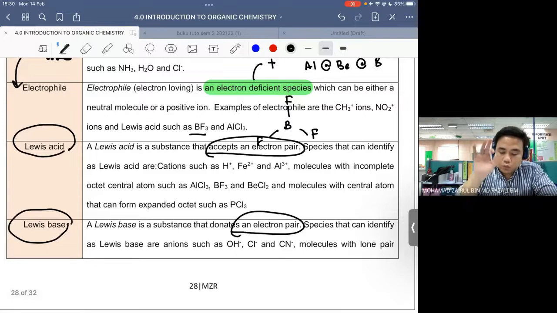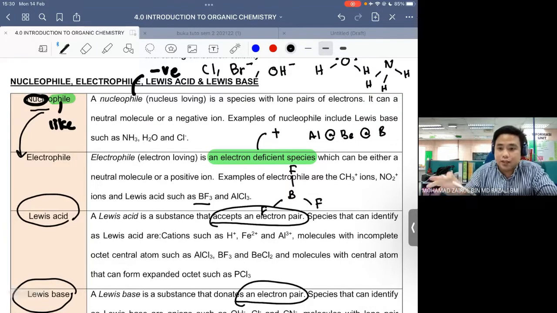Awak ingat macam ni. Nucleophile is the nucleus loving. So dia ada banyak elektron dan dia able to donate dia punya elektron. Nucleophile tu yang ada negative charge dan ada lone pair. Yang electrophile yang terbalik pula. Electrophile incomplete octet ataupun positive charge yang tak cukup elektron. So dia boleh terima elektron daripada nucleophile.